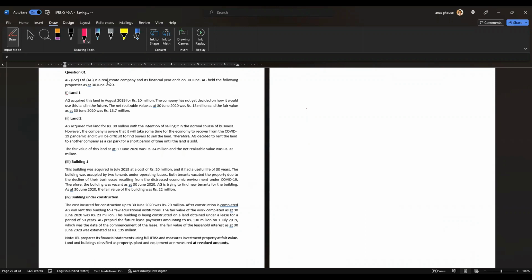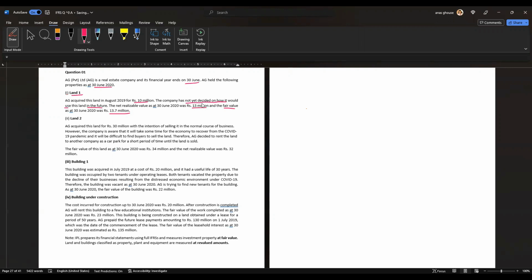AG Private Limited, AG is a real estate company and its financial year end is 30th June. AG held the following properties as at 30th June 2020. Land 1: AG acquired this land in August 2019 for 10 million. The company has not yet decided on how it would use this land in the future. The net realizable value as at 30th June 2020 was 30 million and the fair value as at 30th June 2020 was 13.7 million.